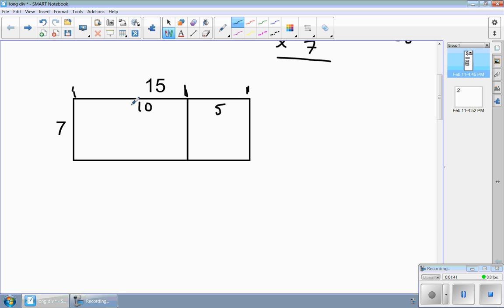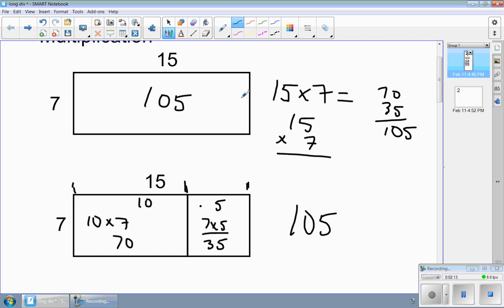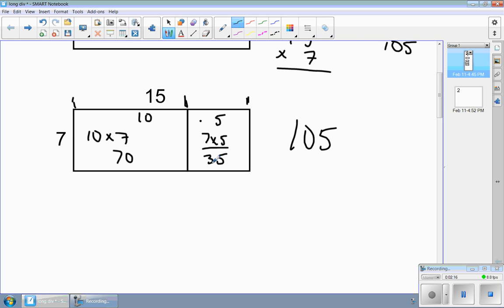Now, if I find the areas of the two smaller rectangles, I would then be able to find the area of the larger rectangle by adding sums. So this rectangle here is 10 times 7, which is 70, and this rectangle here is 7 times 5, which is 35. And if we add them together, we get 105, which agrees with our answer from up here, doing it all in one step. In this step here, we cut it up into 2 steps, and you'll see why further down the page.